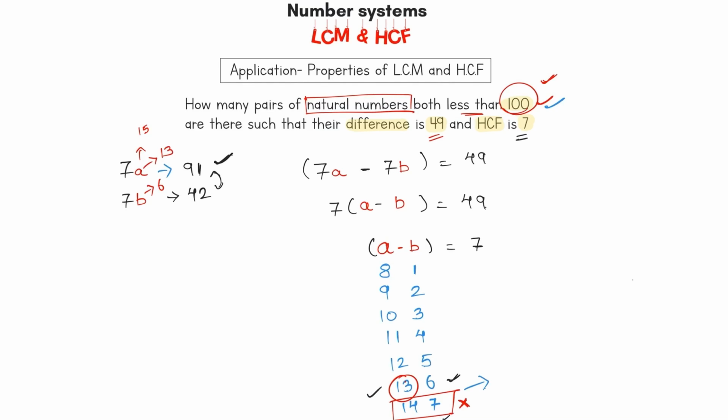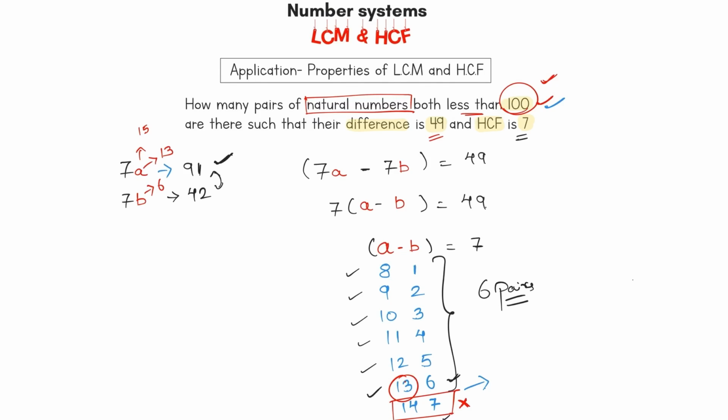So how many pairs did you get? 8 and 1 co-prime, 9 and 2 co-prime, and so on: 1, 2, 3, 4, 5, 6. 6 should be your answer. 6 pairs of numbers you can form such that their difference is 49 and their HCF is 7. Both will be natural numbers less than 100.